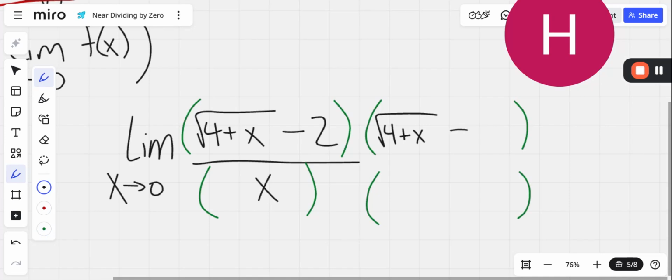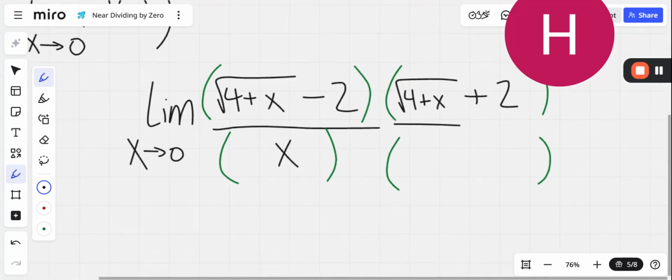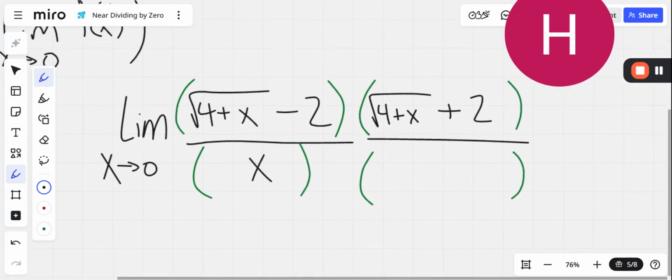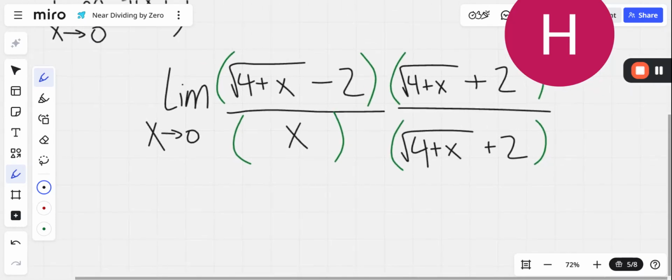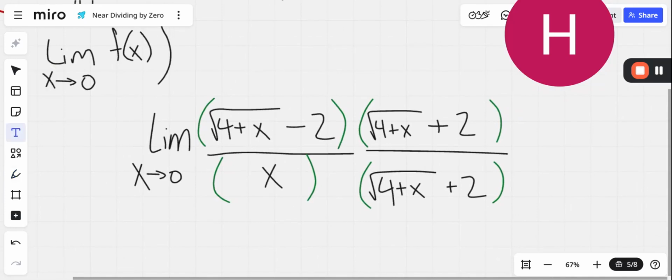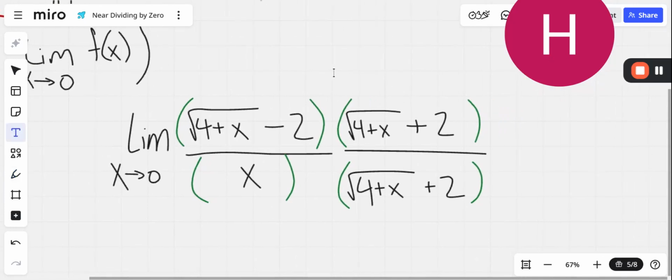Conjugates are like the evil twin and the good twin. See that? That's the good twin. It has a plus in between the square root and the 2. Well, since this is a fraction, everybody, we have to keep the fraction balanced on top and bottom. So I'm going to multiply by the square root of 4 plus x, plus 2 on the bottom as well. Why would I choose that? Why do I choose the evil twin?